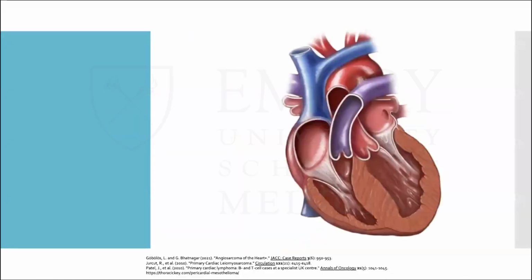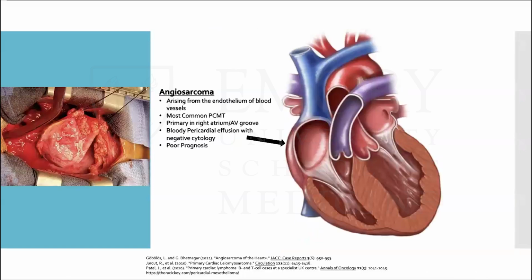And so, going through some of the different types of primary malignant cardiac tumors. The most common one, which is cited to be about 30 to 45% of all malignant tumors, is angiosarcoma. And there's a picture on the left showing how vascular these tumors really are. And they're so vascular because these tumors arise from the endothelium of blood vessels. They're the most common primary cardiac malignant tumor.